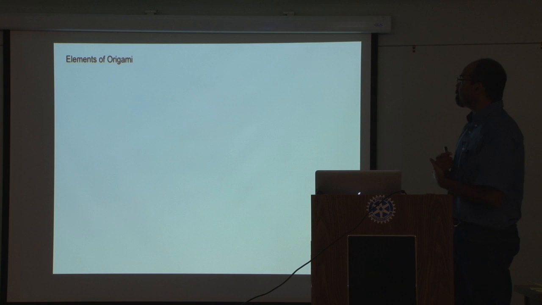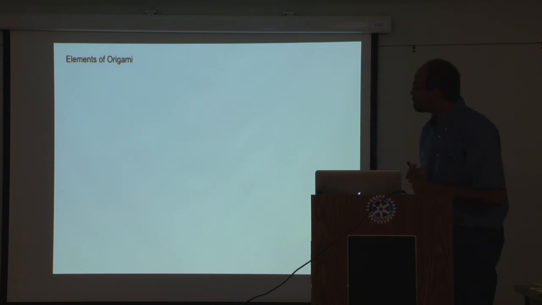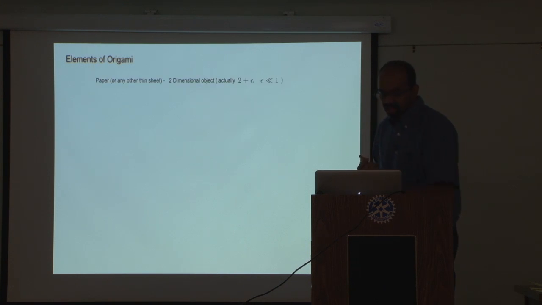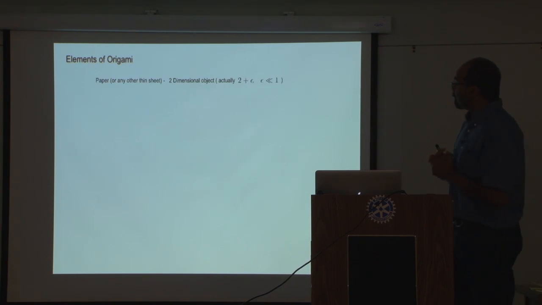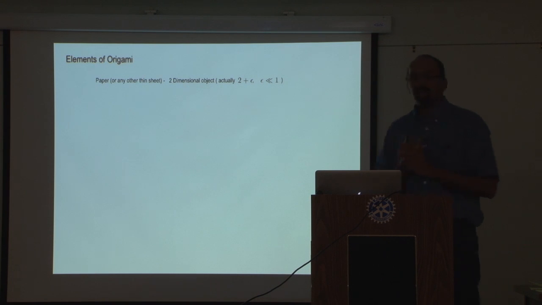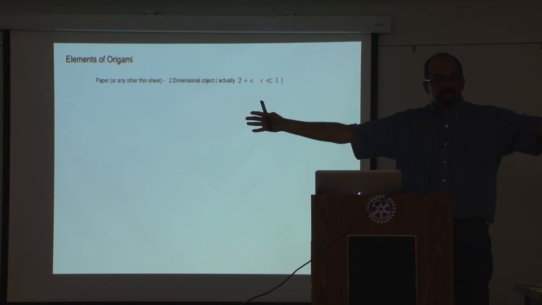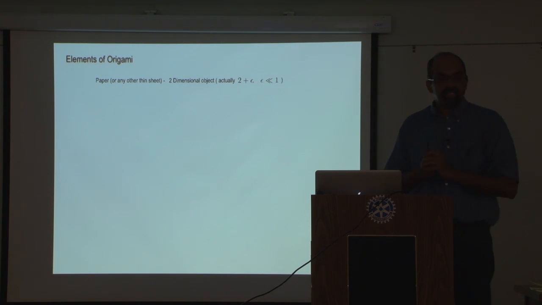If I think about it from the point of view of science, if I think about it from the point of view of mathematics, and I ask, what is it that makes origami possible? What are the elements of origami? In fact, the first and the most important thing is that you have to start with an object which is like a sheet of paper, has lateral dimensions which are large and one dimension which is extremely small. That's critical.